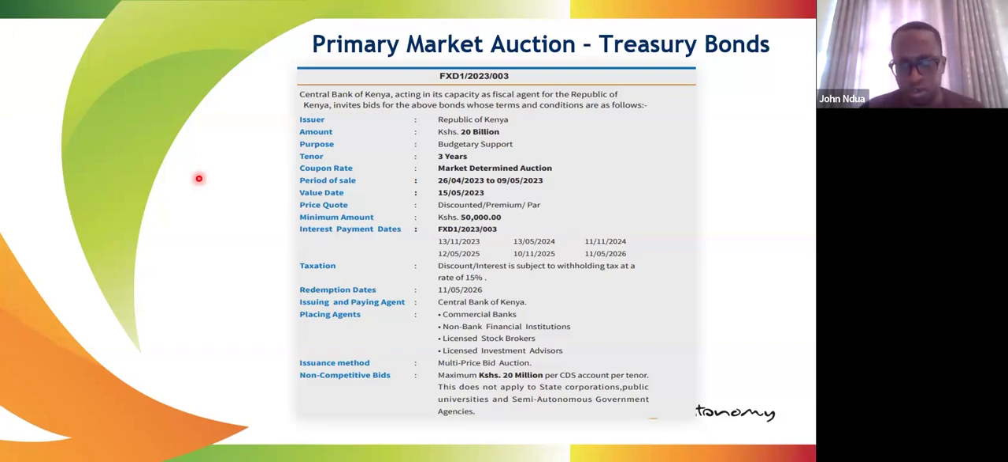It's just a snapshot. It gives the amount of money, the purpose of what the money is supposed to be used for, and gives also the payment schedules, gives out the minimum amount to be invested, which is 50,000 shillings, and also gives who you can place the bids with, and other details. So it's always good to read the prospectus because it gives you insights on what the bond is about.